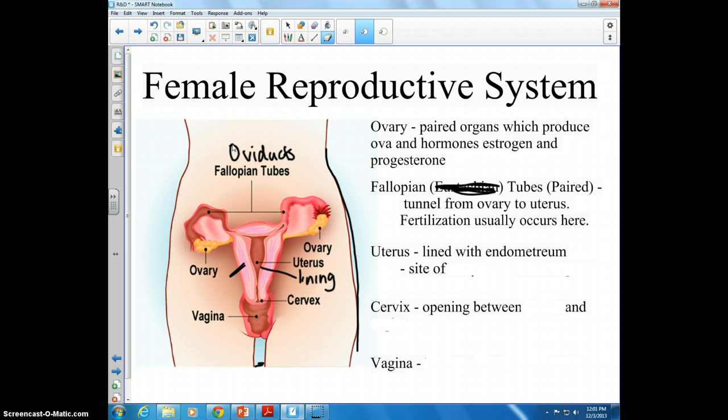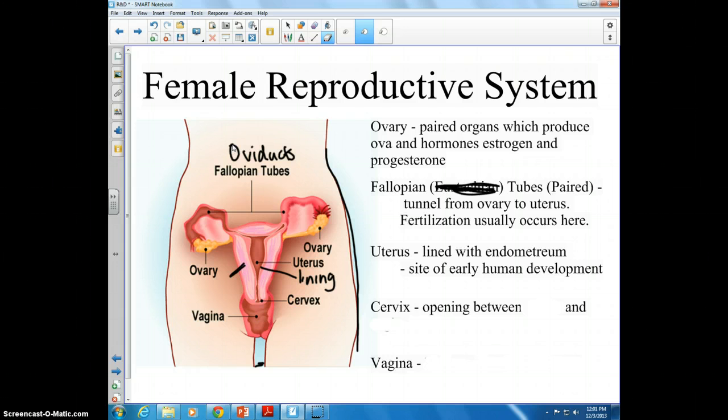But I just thought you might be able to relate that back to endometrium, which is the lining of the uterus. The uterus is the site of early human development. So if ever I ask you, or the Regents asks you, or someone asks you, what does the uterus do, or what is the function of the uterus? Now that's a good question. What is the function of the uterus? The answer is site of early human development.